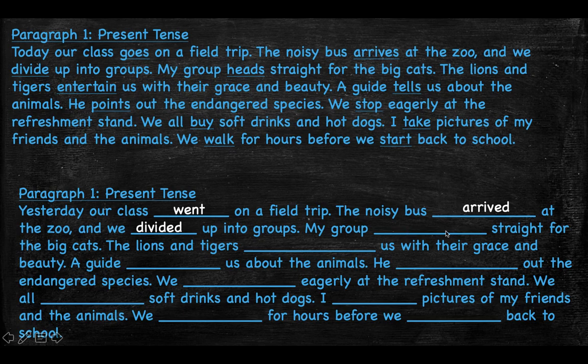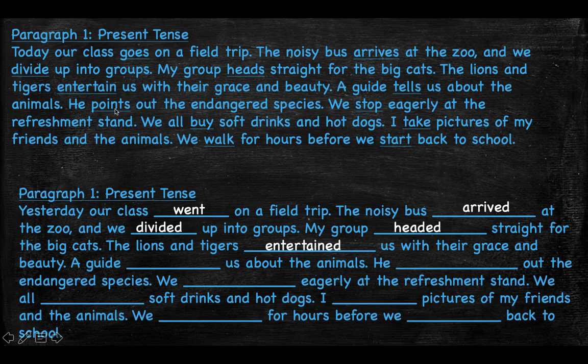My group, the word is heads here. So what do you think I would change this to? My group what? Straight for the big cats. Think, think, think. Get ready. Good. Headed. My group headed straight for the big cats. The lions and tigers. What word goes here? Lions and tigers blank us with their grace and beauty. So the verb we have up here is entertain. To turn that into past tense, remember I add ed, d, or t to the ending. So what would I say? The lions and tigers, get ready, entertained us with their grace and beauty.